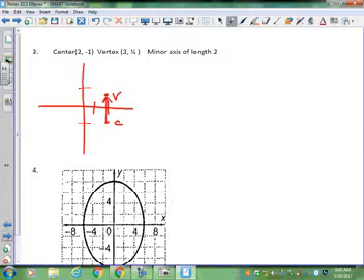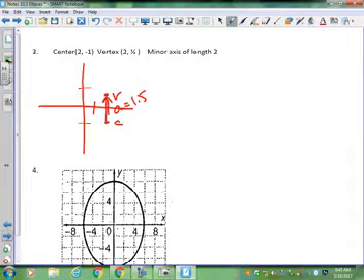How far is that? 1.5? Well, that'll be A. How do I know it's not B? Not only that, but the distance from the center to the vertex is always A. For the co-vertices, it's B. So that's also another clue.